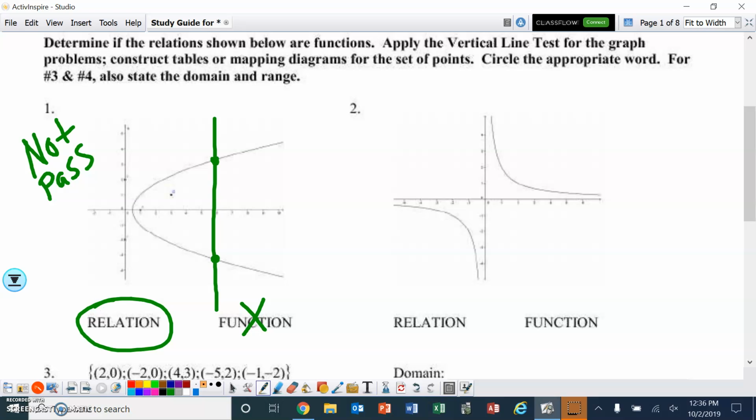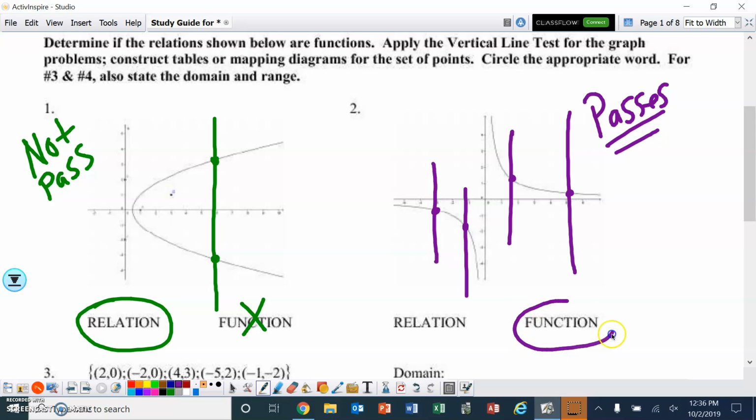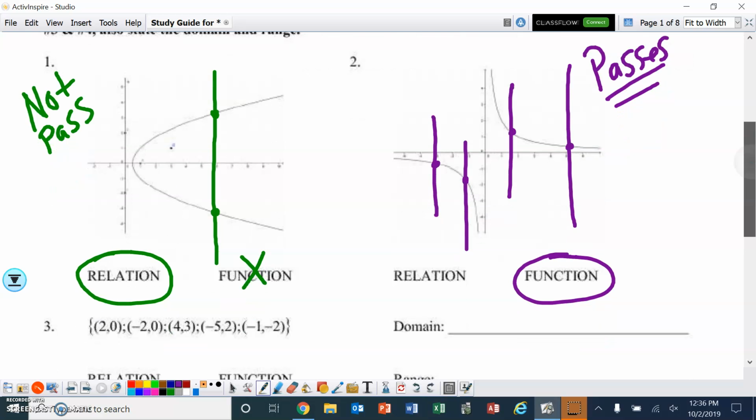Same thing with the other graph. If we go ahead and draw a vertical line, okay, there, it touches in one spot. Let me draw another one. One spot, one spot, one spot. Okay, it looks like a vertical line is only going to touch it in one spot. So this one passes. Therefore, it is more specifically a function. It's a relation, but more specifically, it is a function.